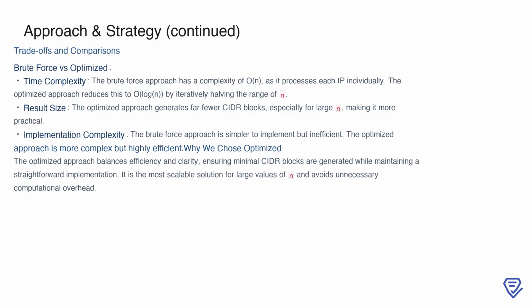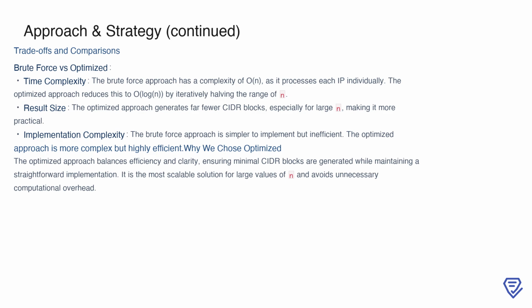Additionally, the result size is another area where the optimized method shines. By merging consecutive IPs into larger CIDR blocks, it generates significantly fewer blocks compared to the brute force method, which produces one block per IP. While the brute force approach is simpler to implement and easy to understand, it sacrifices efficiency. The optimized approach, though slightly more complex, offers a much better balance between clarity and performance.